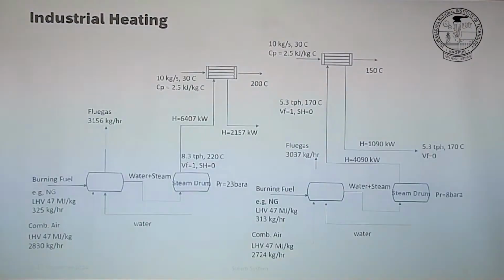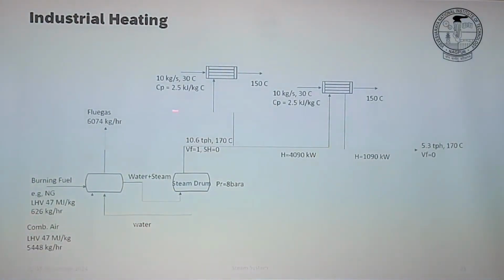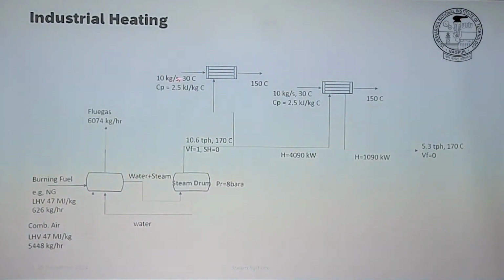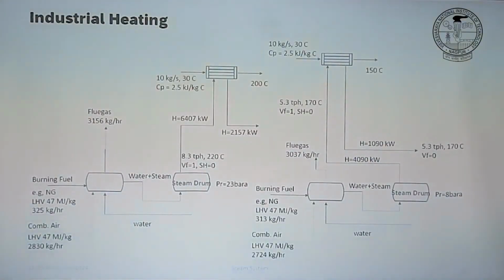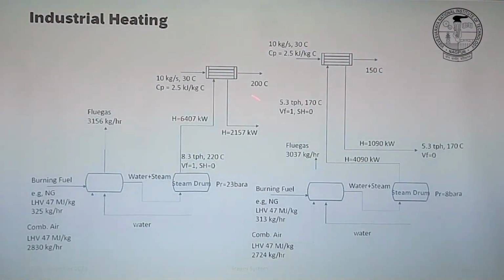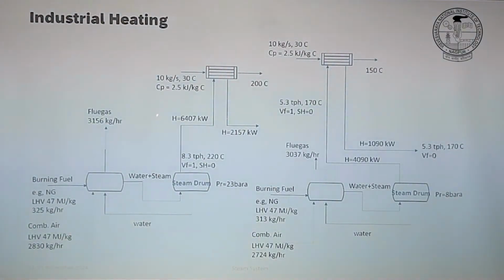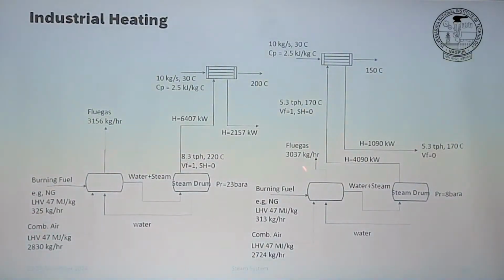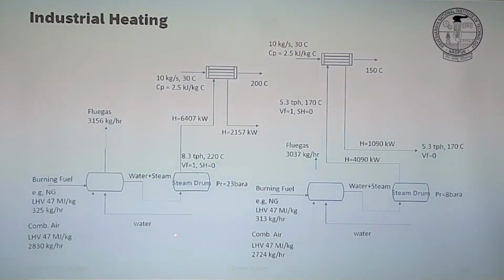Now let's get this one. In the previous slide, we saw we have two consumers which require heat at similar temperature. But now assume we have two different consumers. One requires heat at 150, another one requires heat at 200 degrees centigrade. Based on this 150, we calculated earlier that the steam temperature required is 170, but now suddenly we need steam at 220, right?